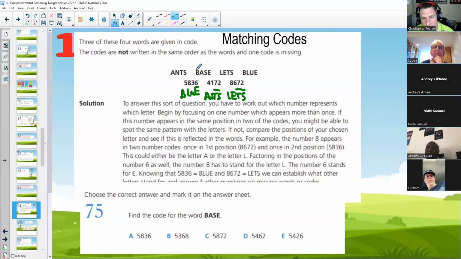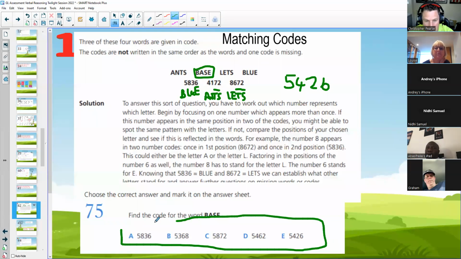Now, I did say earlier that sometimes the word is not necessary, and this word, it was base, that actually you still need to work the code out. But what you do then is you use the letters and the numbers that you've already got. So B would be 5, the A would be 4, the S would be 2, and the E was 6. And if you look down here, at the bottom, where I've got my answer options, you can see there 5, 4, 2, 6 gives you E.